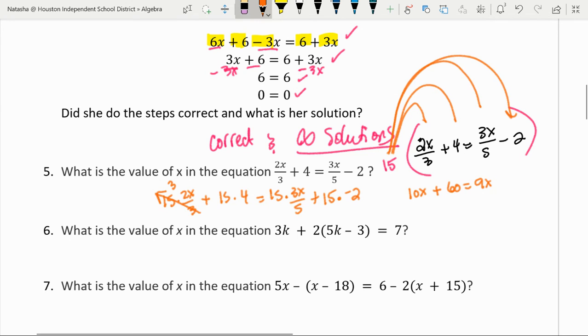Okay, so that would become 3. So 3 times 3 is going to give me, nope, 5. That should be 5. 5 times 2 gives me the 10. 15 times 4 gives me 60. Then that becomes 3 here. So 3 times 3 gives me 9x. I'm going to bring over the 15 times negative 2, which is going to give me negative 30.